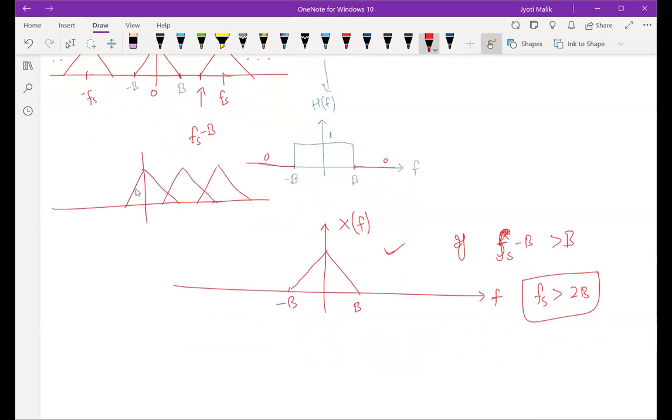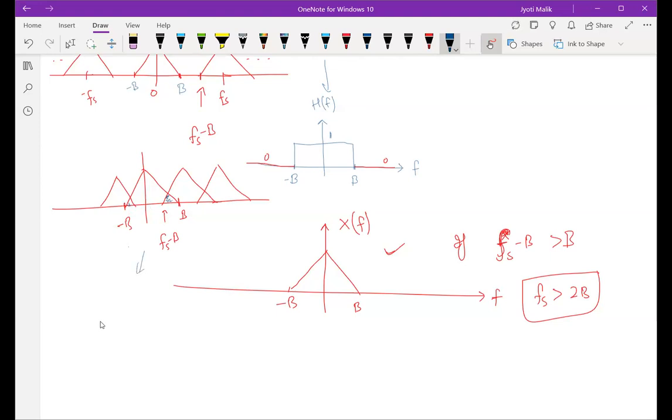Oh, it's not very good. It's overlap, isn't it? Yes. This is not very good. Minus B to B, this point is your Fs minus B. So now you can see, when you pass it, you will get the spectrum. This portion also you will get. So this and this will be mixed up. So what will happen? Overlapping is happening, and it will give you distortion.